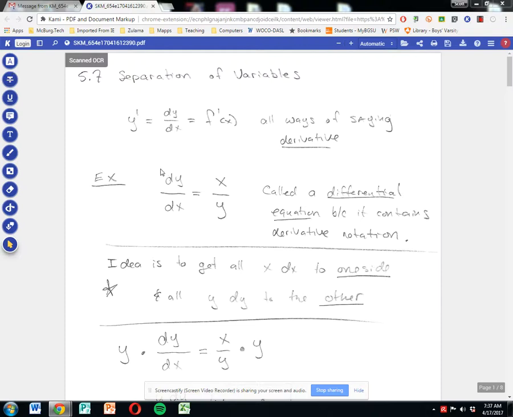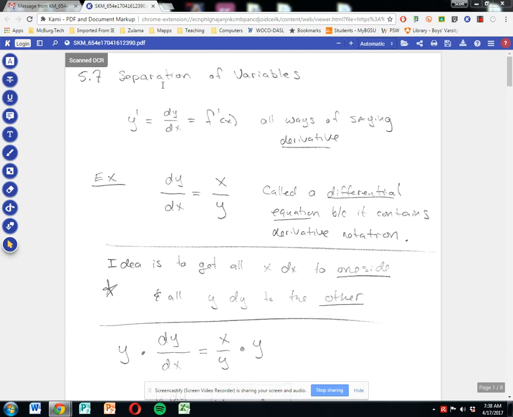Right, going on to 5.7, separation of variables. Sometimes we have equations that have both a y and a y prime or dy dx in the same equation. This is called a differential equation. If this is the case, I'll show you what we do, but the basic concept is we work on separating the x's to one side and the y's to the other side, and then we integrate both sides with the respective variables.